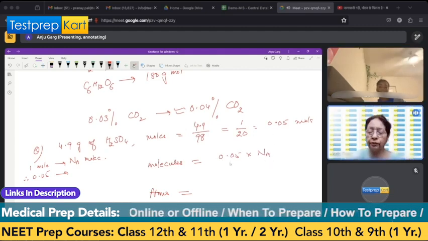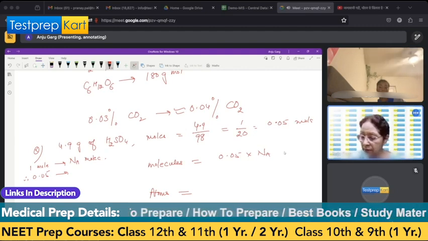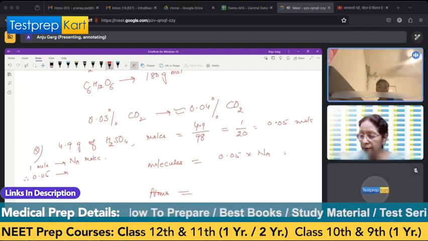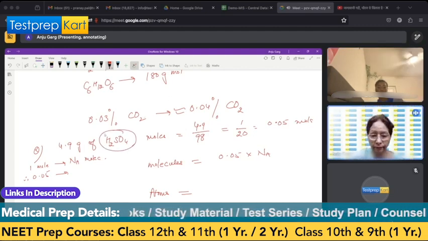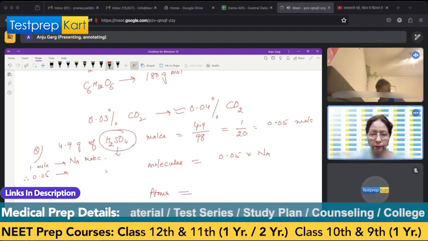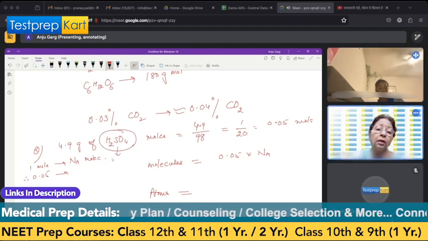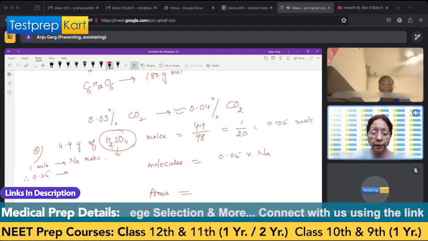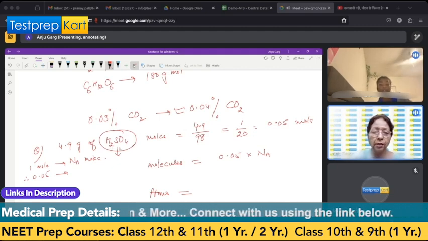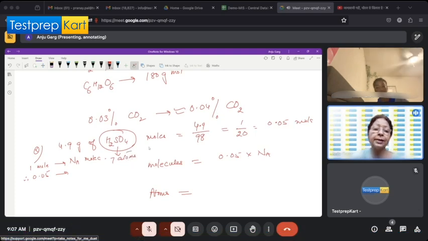And the third step is to find out the atoms. If you take a single molecule, how many atoms does it have? 98 is the molar mass, I am saying number of atoms. So a single molecule has 7 atoms. These many molecules would have how many atoms?